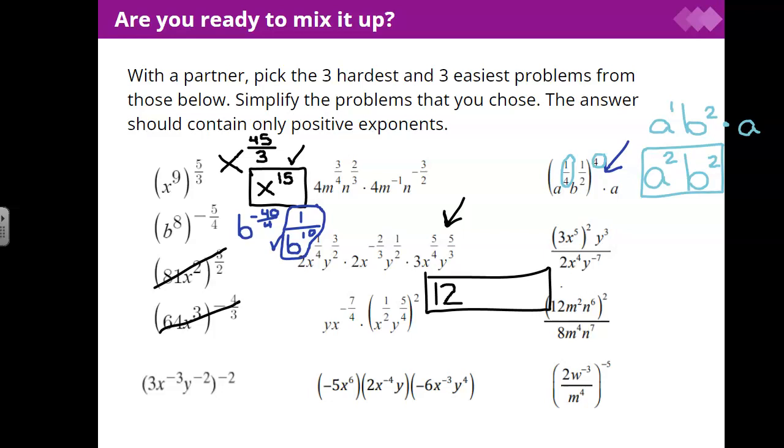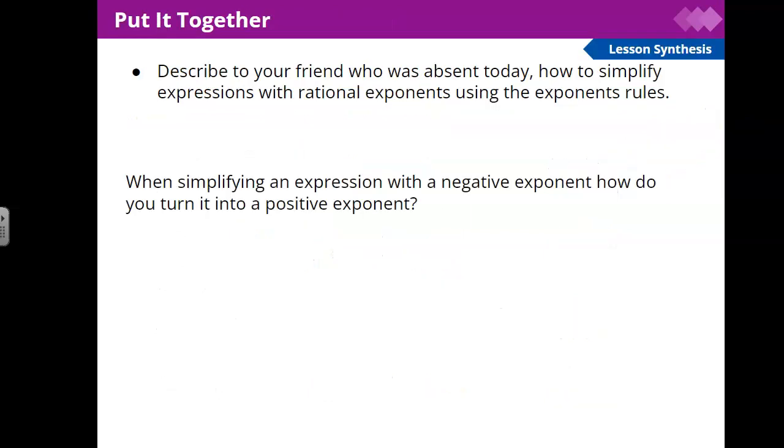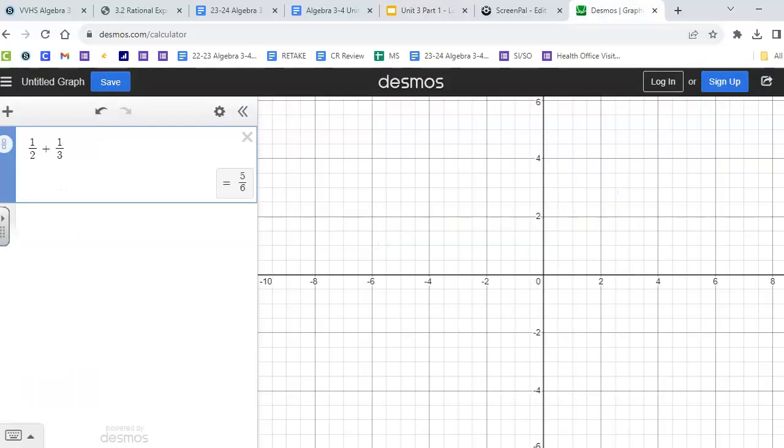So I'm going to go into Desmos because there's a whole lot of stuff going on over here. 1/4, negative 2/3, 5/4. So 1/4, negative 2/3, 5/4. There you go. 5/4.